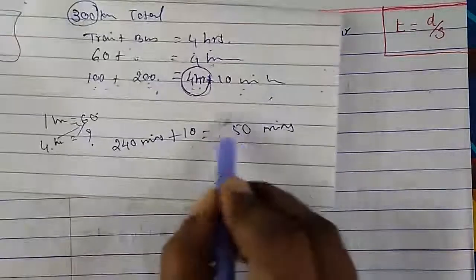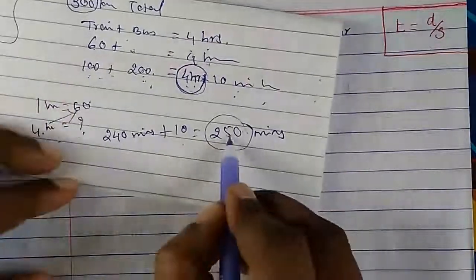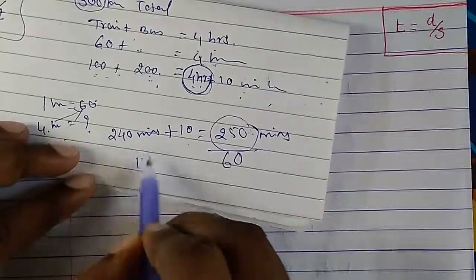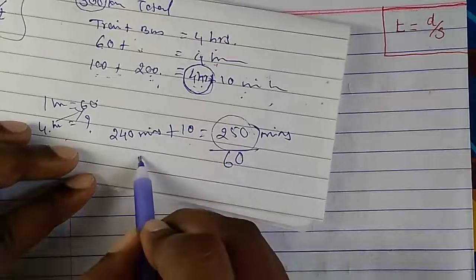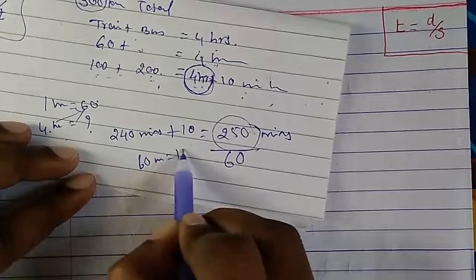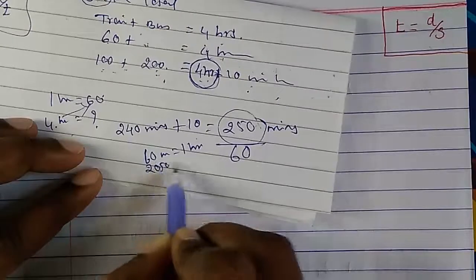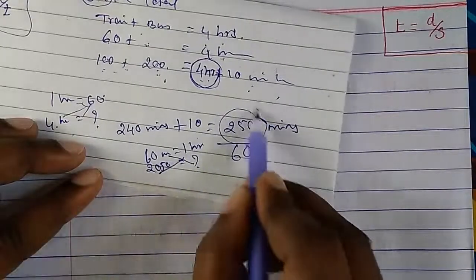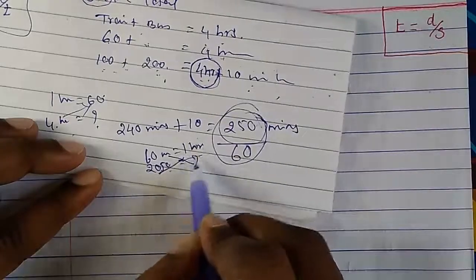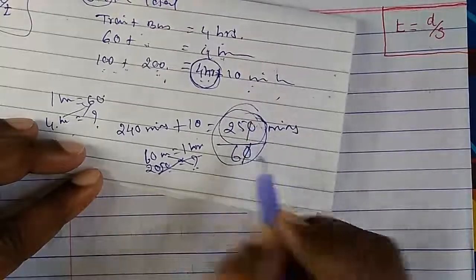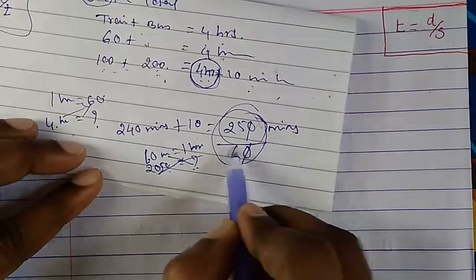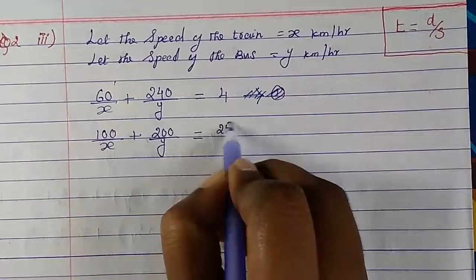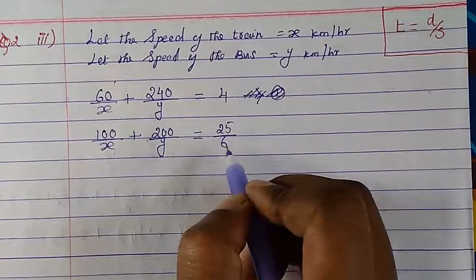So we'll convert this minute now into hour. For that we have to divide by 60, because 60 minutes is 1 hour. Then 250 minutes will be how much? So we cross multiply. 250 upon 60, the 0 and 0 get cancelled. So we have 25 upon 6 hour.